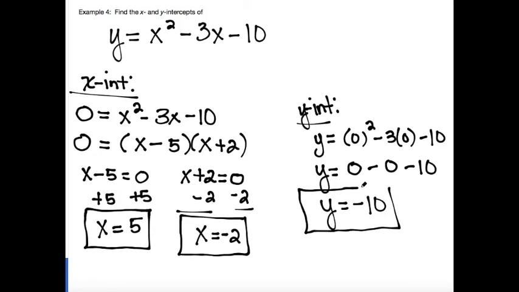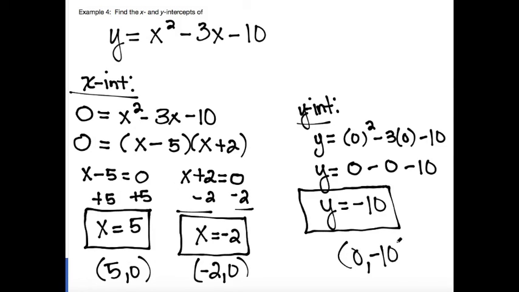Again, you don't have to write them as ordered pairs, but if you wanted to, the x-intercepts would be the ordered pairs 5, 0, and negative 2, 0, and the y-intercept would be the ordered pair 0, negative 10.